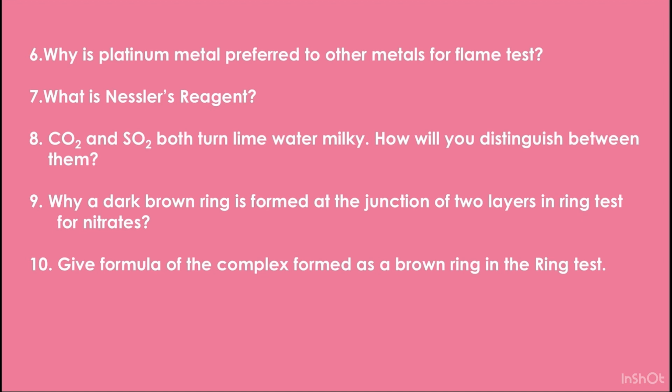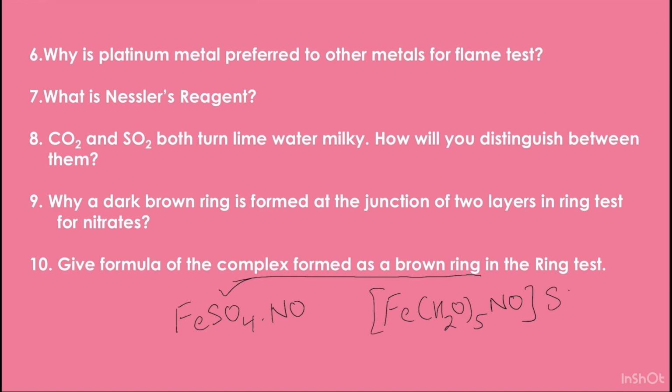Now the question arises, give formula of the complex formed as a brown ring. Or they may ask you that what kind of compound is formed. उसका formula बताइए और उसका nature बताइए. So nature will be, it's a coordination compound which is a complex, right? The formula you may write FeSO4.NO, or you may also give the formula [Fe(H2O)5NO]SO4. This is the coordination entity, and sulfate outside.